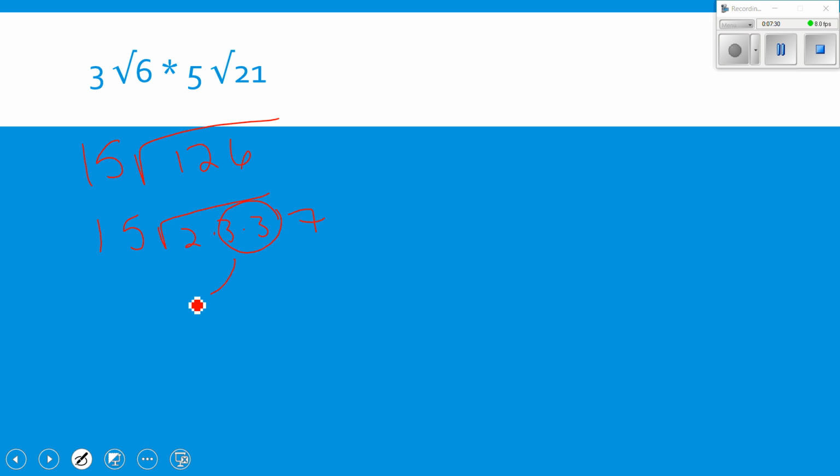Couple up, get married, leave the house together as 1. 15 times 3, because this is the 3 that I pulled out. This was already here. I have 2 and 7 on the inside. 15 times 3 is 45. And 2 times 7 is 14.